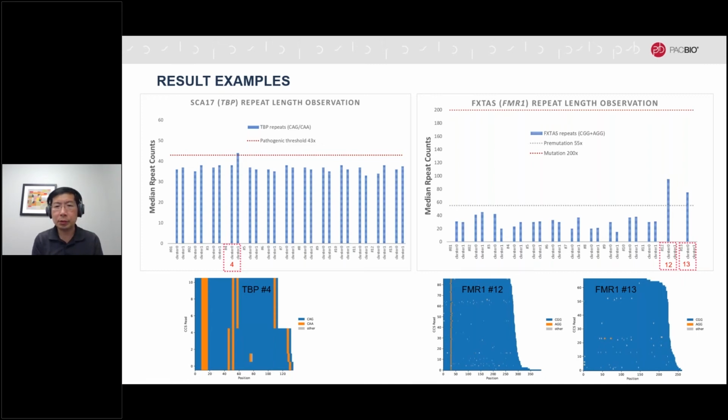For the last 2 undiagnosed samples, we see FMR1 repeat expansion in the premutation range. Sample number 12 has about 95 copies of CGG with 1 AGG sequence interruption. Sample number 13 has about 75 copies of CGG.